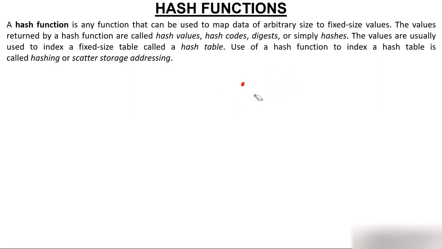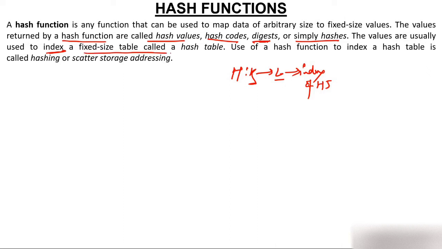The value returned by a hash function is called a hash value. You can also call it a hash code, a digest, or simply hashes. These values are usually used to index a file. I already told you, when you apply a hash function to key k, you get L, and this L is nothing but the index of the hash table, an index into a fixed-size table called the hash table. Using a hash function to index a hash table is called hashing.